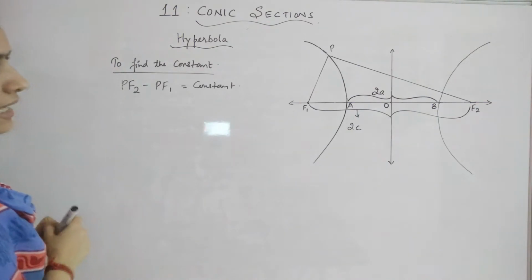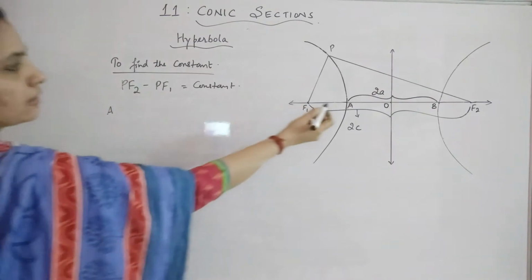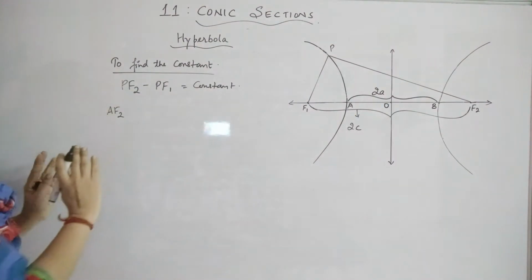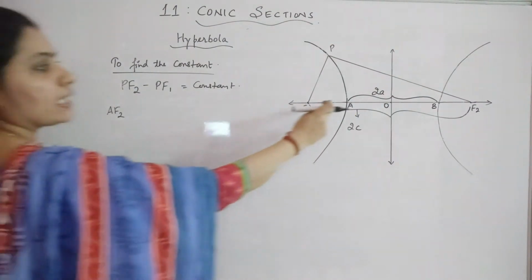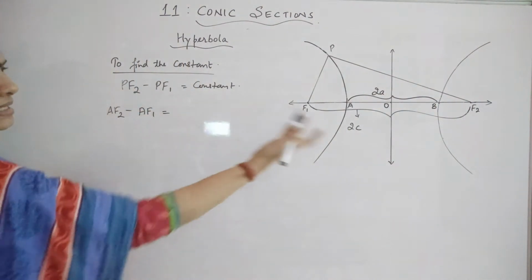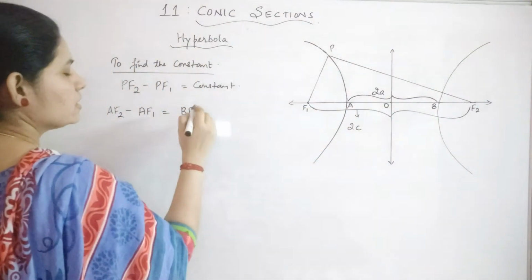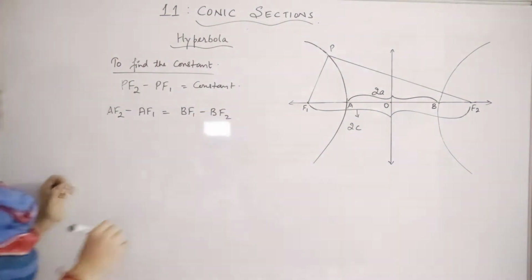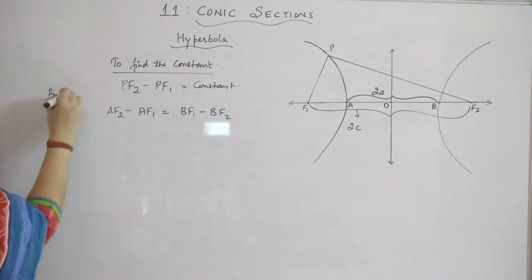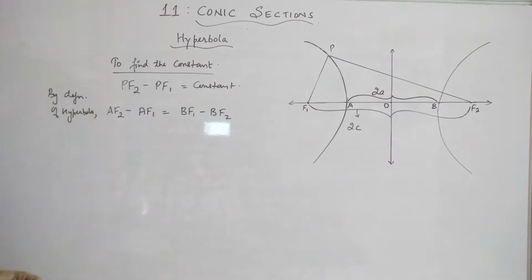So what we will get: let A be any point on the hyperbola, then AF2, again difference means the bigger length minus the smaller. So I will take AF2 minus AF1 should be same as BF2, BF1 will be the lengthier one, so BF1 minus BF2. Correct? And this is by the definition of hyperbola, because A and B are also points on the hyperbola. Now we are just replacing these values.